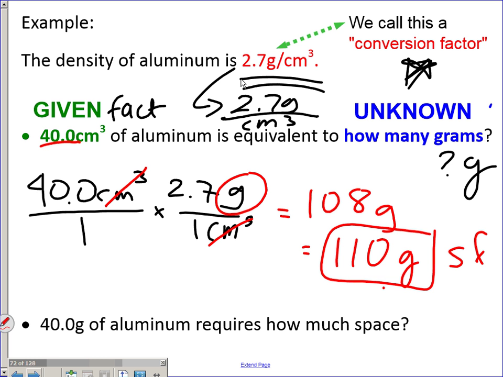So when you answer in sig figs, do you look at the answer that you get and either round up or down depending on whichever number it is? Yes.